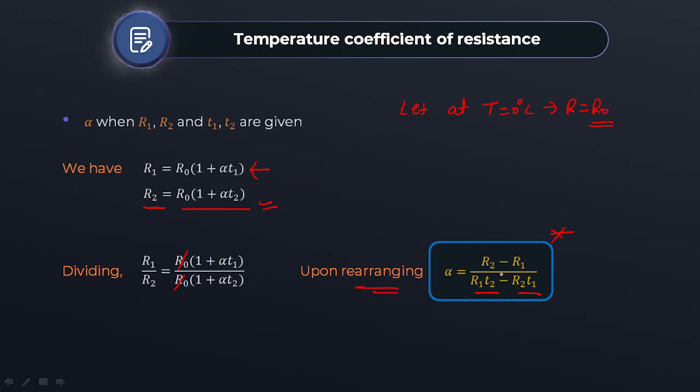Now, how can you remember this formula? Alpha is a positive value, so the difference should be positive only. R2 is bigger than R1, so R2 minus R1. Now in the denominator, temperature T2 is higher and resistance R1 was lower, but the temperature difference is more because alpha was less. So we can write R1 T2 minus R2 T1. Simple.